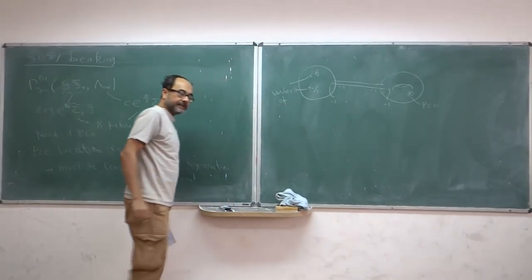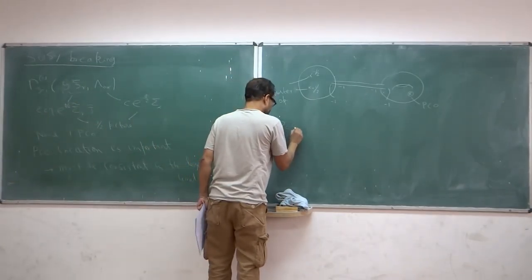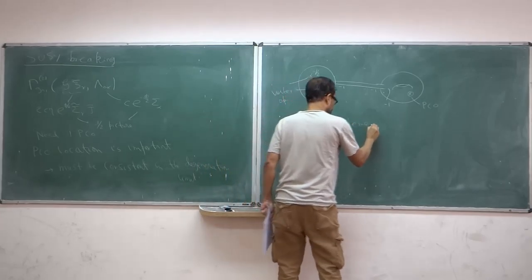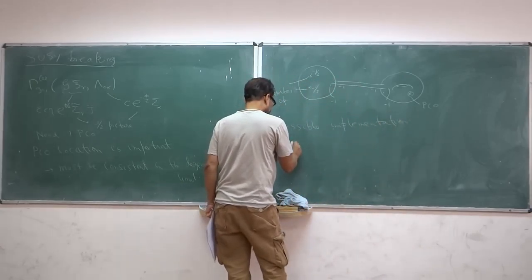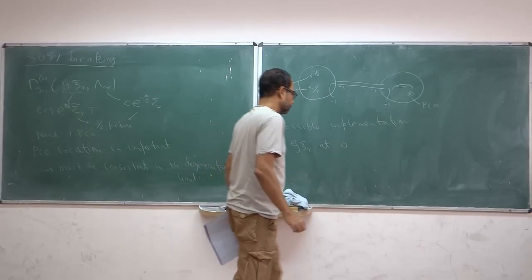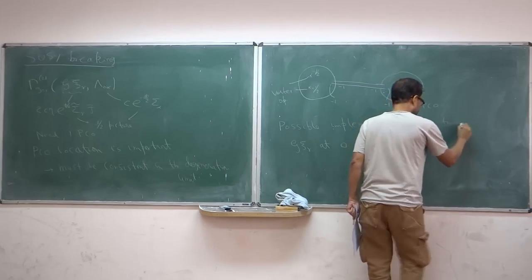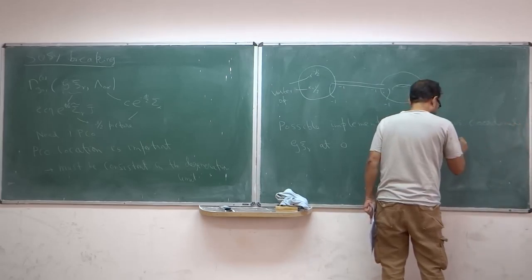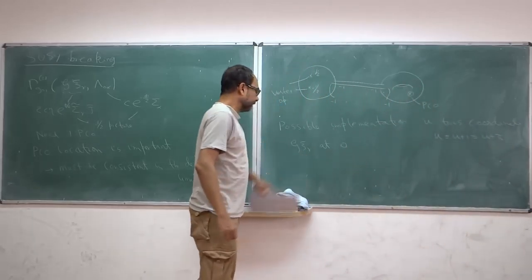So one simple way to implement this would be the following. Possible implementation. Okay, let's fix G xi gamma at 0. Suppose U is the total score, okay? We basically mean that U is equivalent to U plus 1 and U plus tau. So you insert this at U equal to 0.